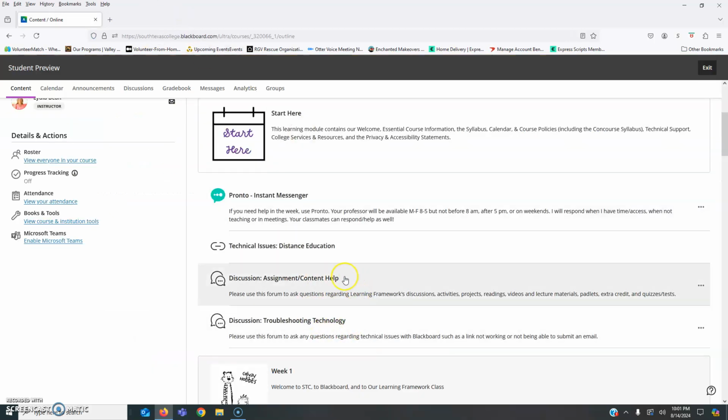And then if you need help from me directly, there are several ways of getting a hold of me, but you also can connect with me through the discussion boards if you need help about a question about an assignment, or you need troubleshooting with technology. These are discussion threads. So that's available underneath the Start Here folder. So those are links as well.